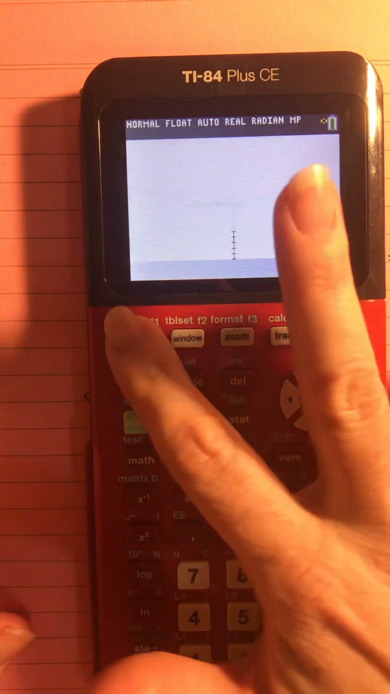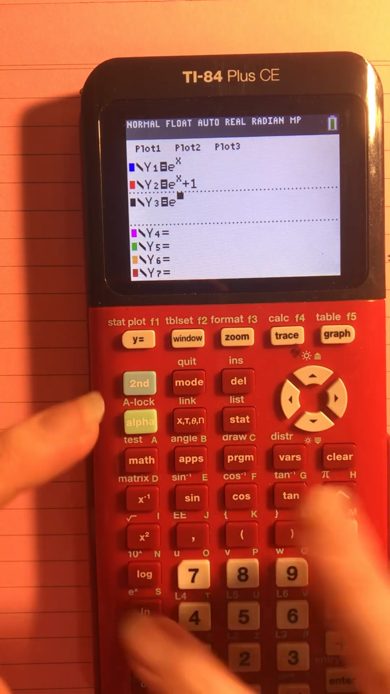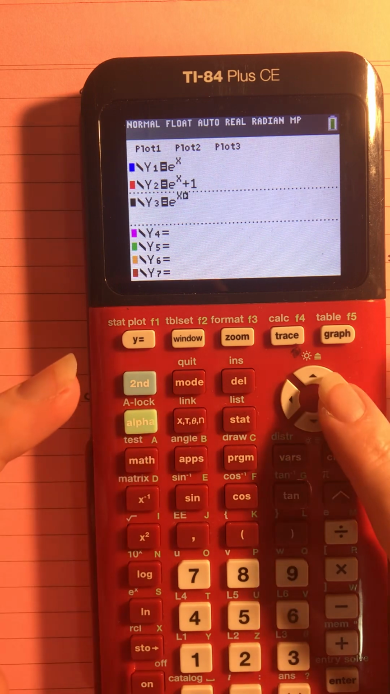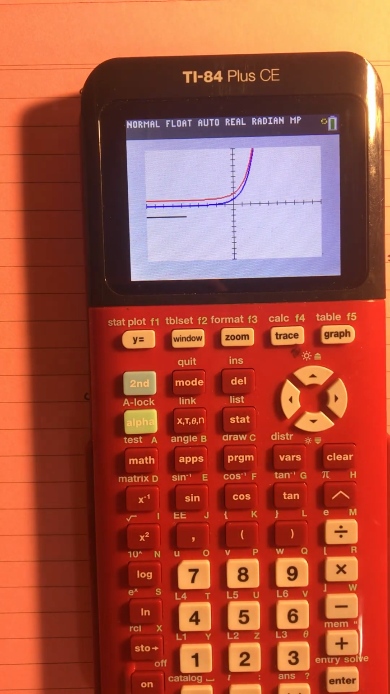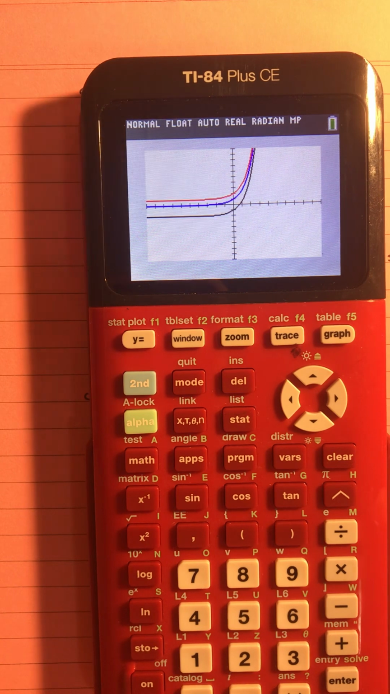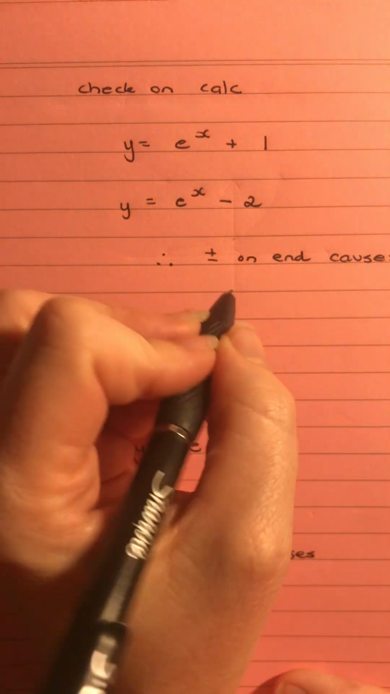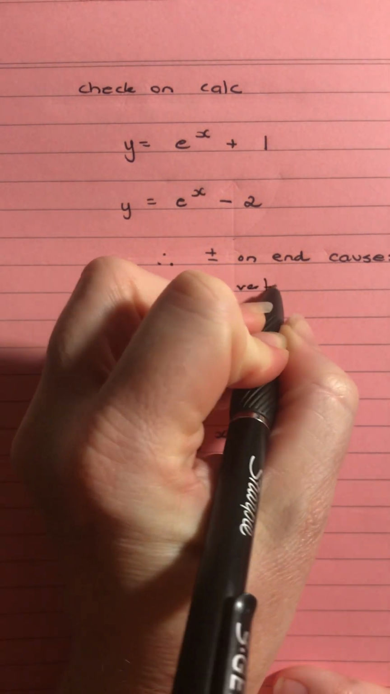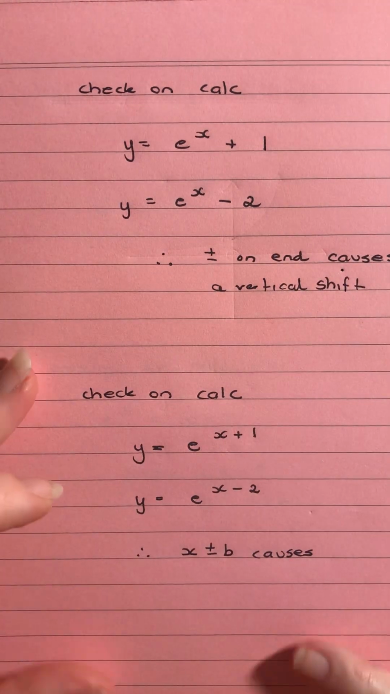So then we would be expecting, if we then did e to the x take 2, that we would see that shifting down vertically. And we can see that that's down 2. We can see that if it was originally crossing at 1 and we've taken 2 away from that, it's at -1. And then the graph there. So we can see that a plus or minus on the end causes a vertical shift, and obviously changes your y-intercept as well.